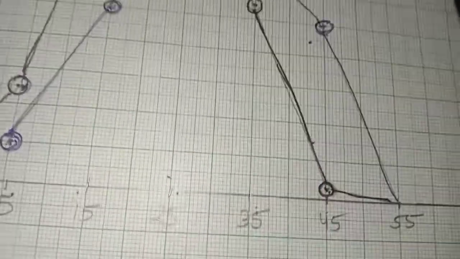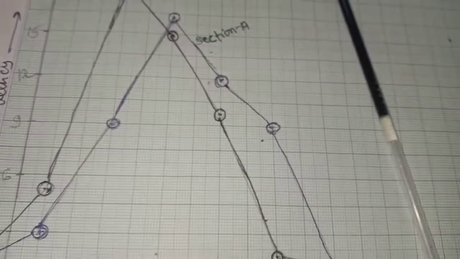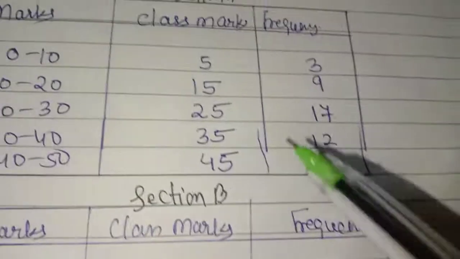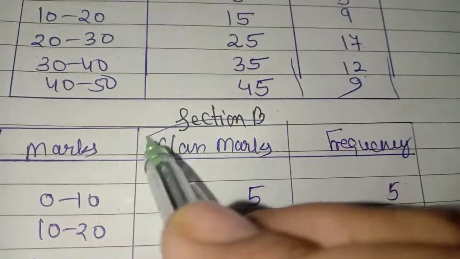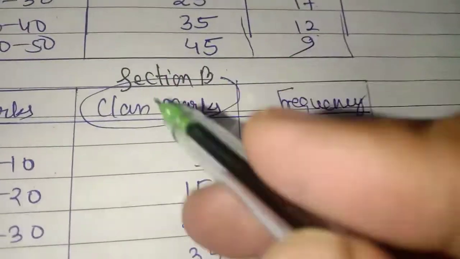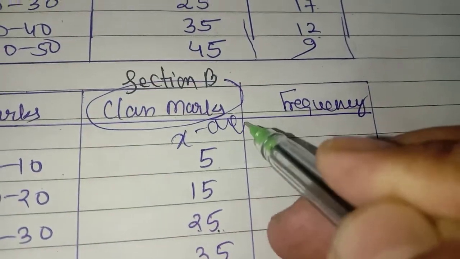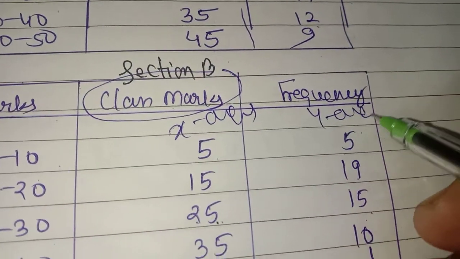Clear? So what is the necessary thing? Don't panic about the graph. For a frequency polygon, always find the class mark. After the class mark, this value will be the x-axis value and this value will be the y-axis value.